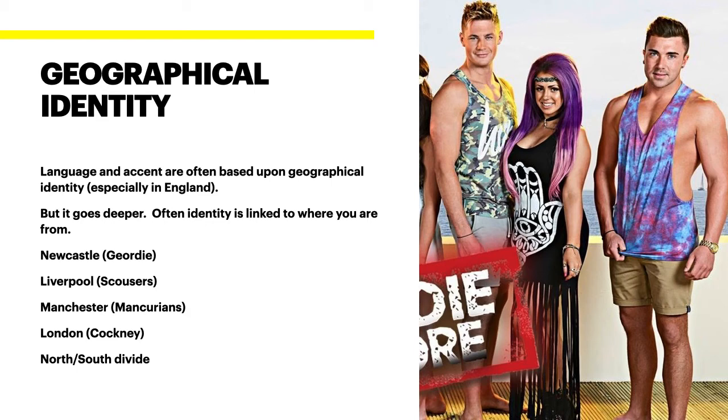So language and accent are often based upon geographical location, and this is especially the case in England. And there's an actual line where people start using the term northern, and it's actually not that north in the UK. But it goes deeper, because often identity is linked to where you're from. So for instance, we have certain words that we use, like Newcastle, we of course know from Geordie Shore. Liverpool, called the Scousers, Manchester, they're Mancunians. We have London with the Cockneys, and there is, of course, this very strict north-south divide.